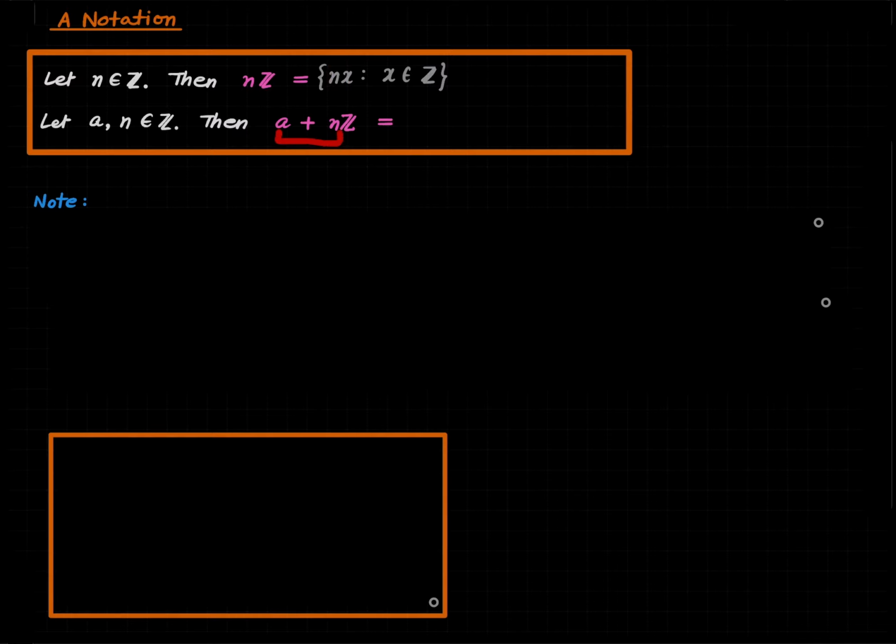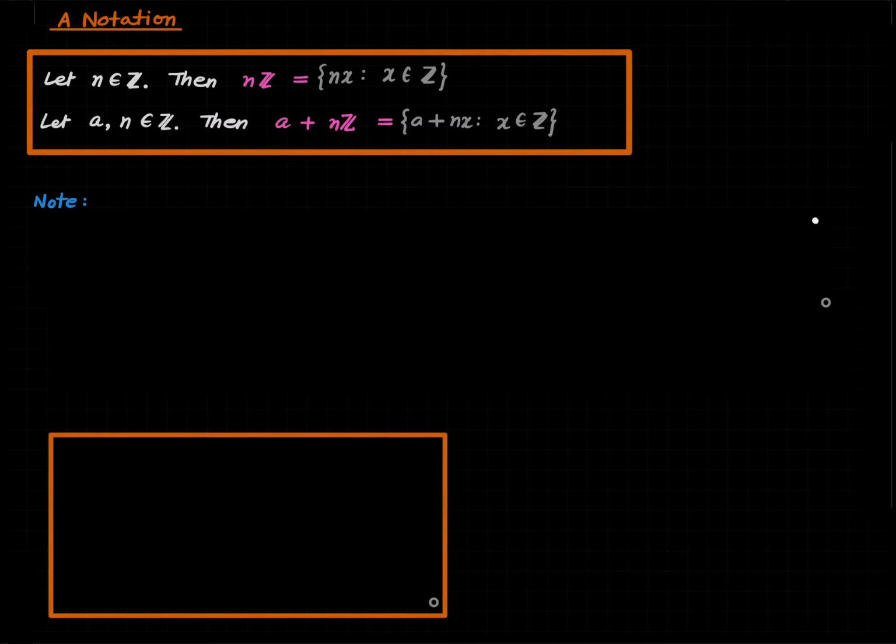Okay, what about this? What is this notation? We have defined the previous notation, but what is this? So a and n are any integers. We define this thing as the translate of the previous thing by a. So a plus nx, where x is in Z. So very handy notations, and they are natural. The notations are not contrived.